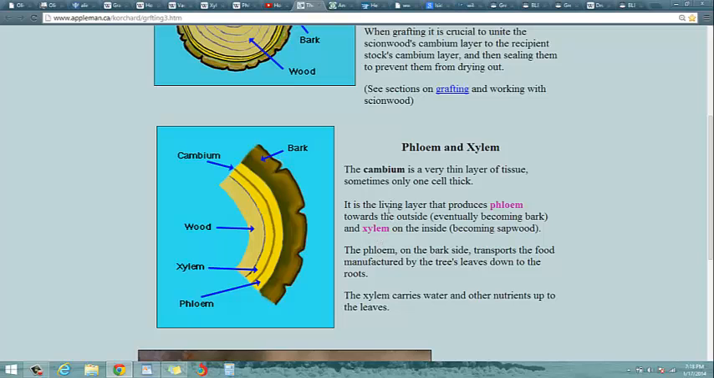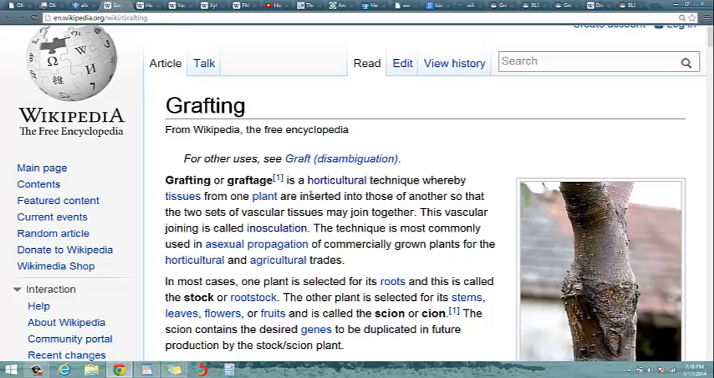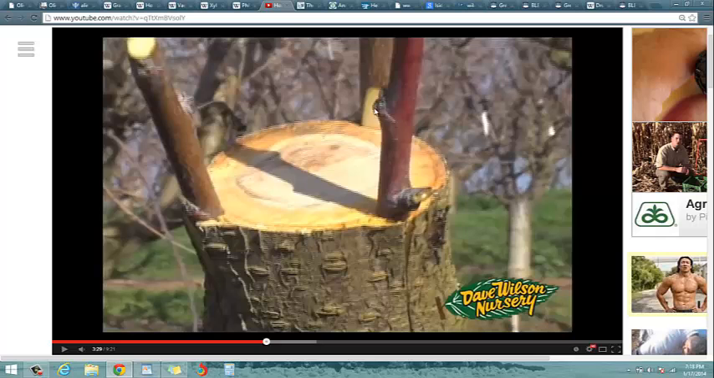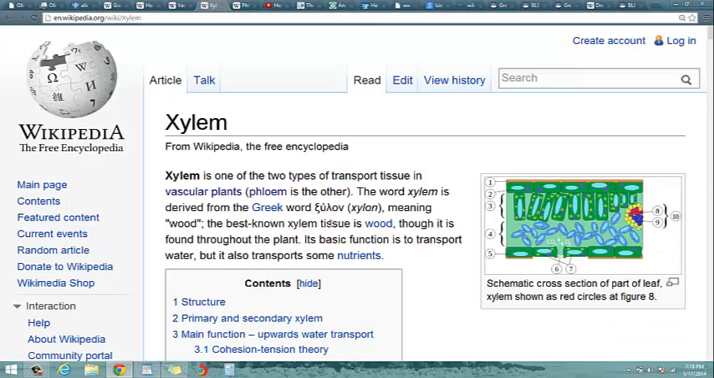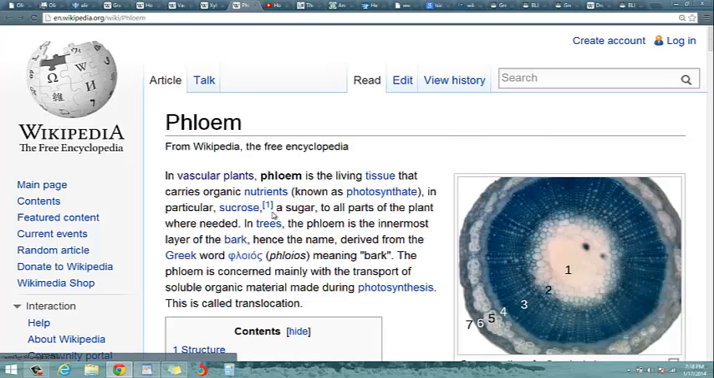So he put it there for a reason. Why did he put it there? Because in grafting, the tissues from one plant are inserted into those of another so that the two sets of vascular tissues may be joined together. So the vascular tissue in this scion branch as well as in these are joined to the vascular tissue of these trees. Why? Because the xylem and the phloem transport water and nutrients, right?